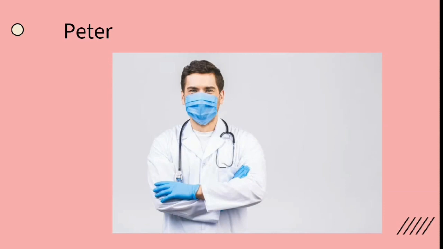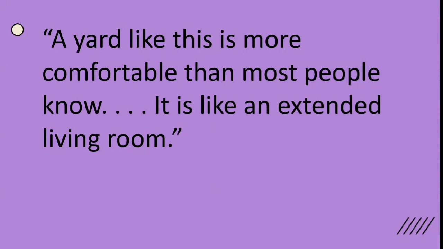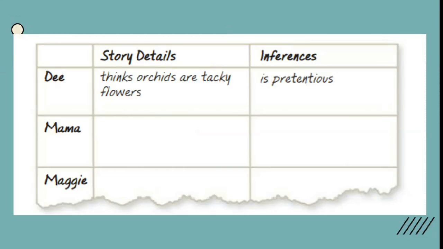Now, in the case of literature, we have this example. From this, you might infer that the mother in this story prefers the outdoors from her comment: a yard like this is more comfortable than most people know. It is like an extended living room. As you read, notice what the characters' words and actions tell you about their personalities and attitudes. Take notes on a chart like the one shown to help you make inferences about the story.